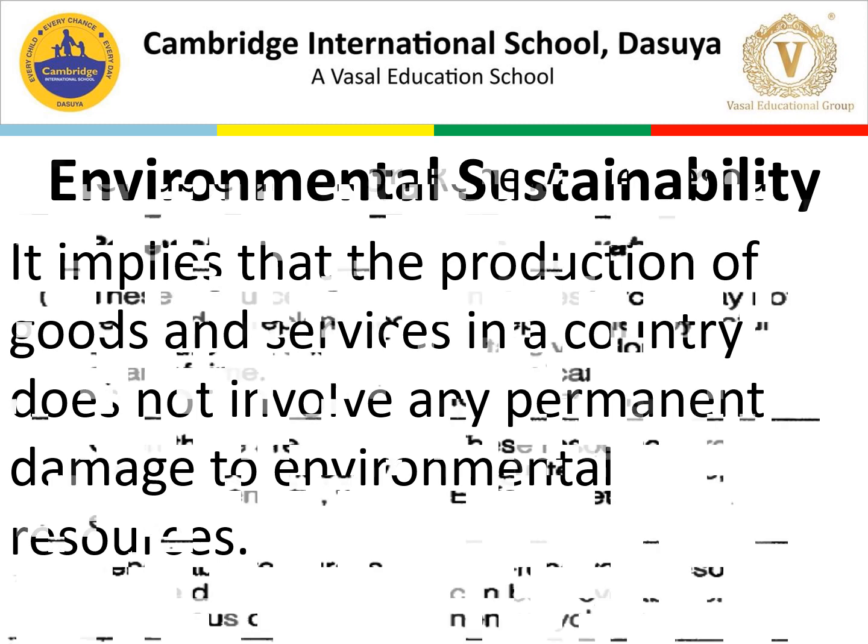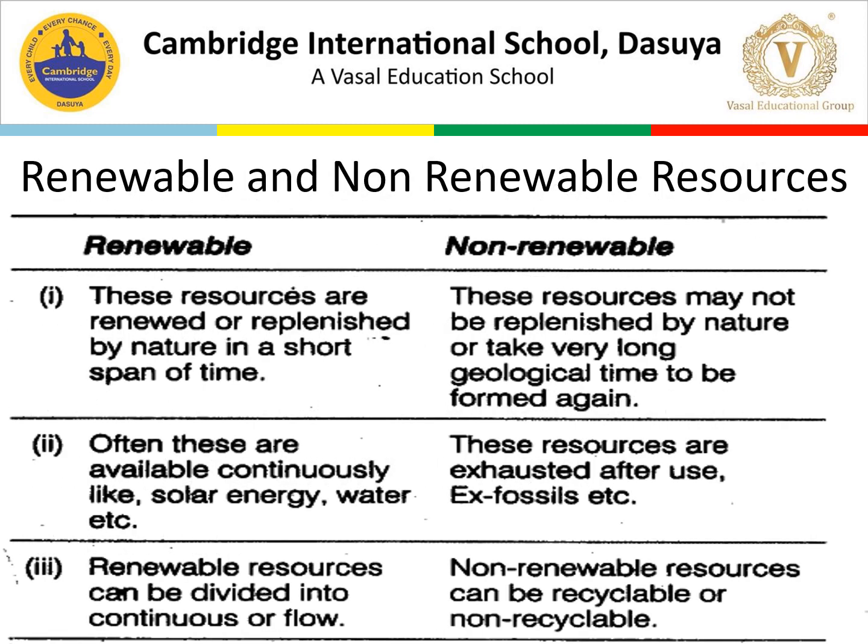Now the next thing is the difference between renewable and non-renewable resources. This is the last topic of your chapter that we are going to discuss. Renewable resources, you might have learned in economics as well as in geography. So let's continue again. This will be useful for both subjects. Renewable resources are renewed and replenished by nature in a short span of time. These are resources which we can produce in a nearby time period, so they will not finish very early.